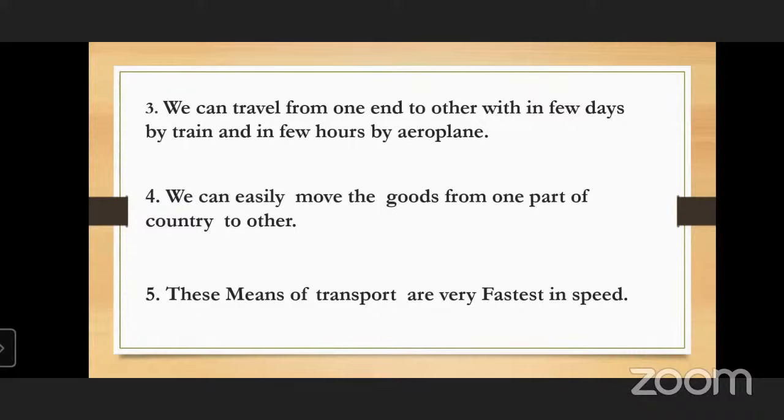Okay, fourth sentence. We can easily move the goods from one part of country to other. Yes, right now only I have said we can easily move the goods from one part of the country to the other. Means country to country also the transportation is done, one state to another state, one city to another city. So we are connected to each and every city, each and every place also. So we are moving the goods easily.